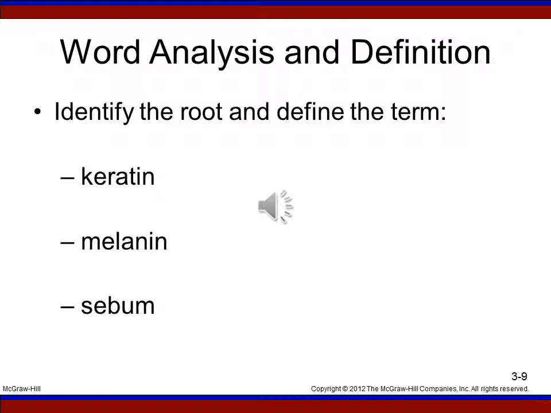So the root word here in keratin is KERAT, which means a hard protein. Keratin is a protein which is present in our skin, hair, and nails. Melanin, up there, MELAN, means black. Melanin is a black pigment found in skin, hair, as well as the retina.